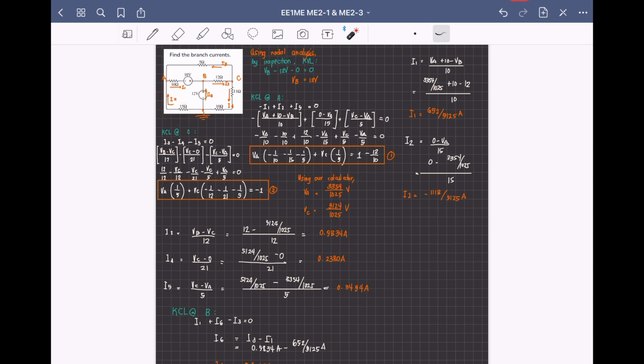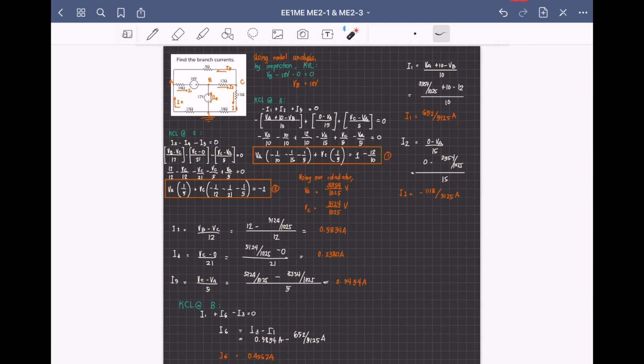Okay, do not compare your answers based on the labels that you assigned for them. Kasi pwede mag-iba-iba yan. At least, kung saan mo nilagay si I2, let's say dito sa branch na to, kung ano man yung label ng branch na to, in the other methods that you use, they should have the same answer, which is negative 1118 all over 5125 amperes. Okay, and again, this solution is not supernodal.